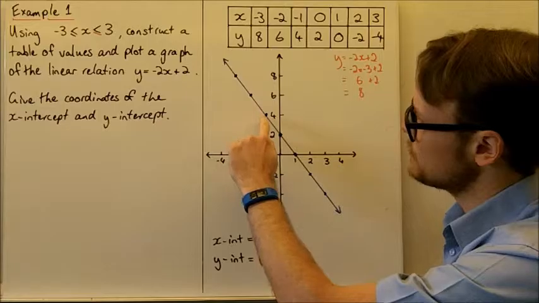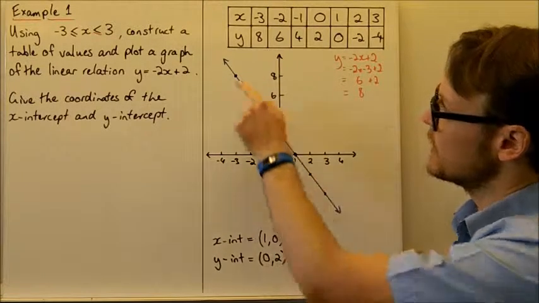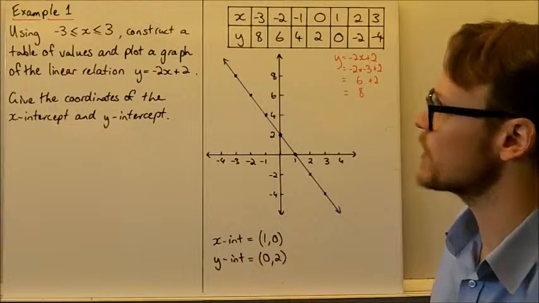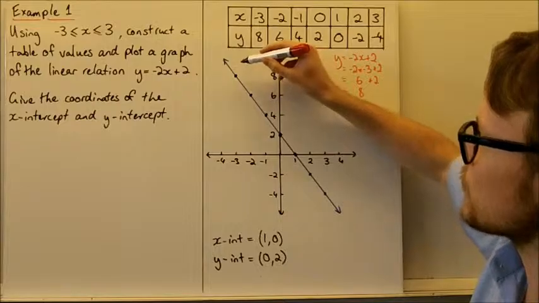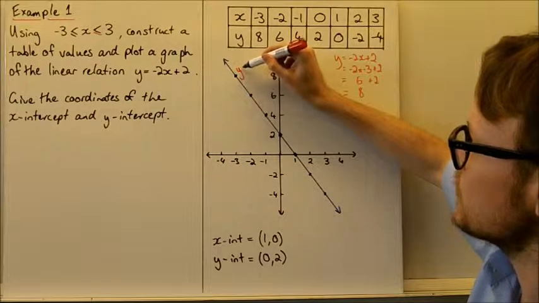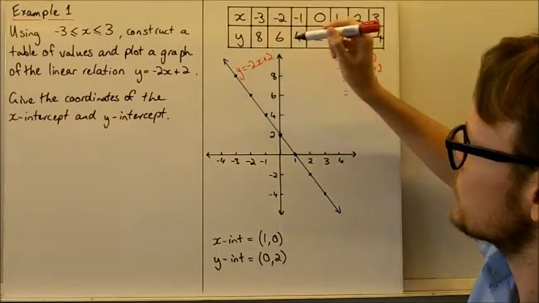I've plotted each of those points on my graph, joined them with a straight line, and included arrows on the ends. One thing I should do as well is label my line and say what rule this is and what linear relation it is. So I should write y equals negative 2x plus 2 next to the line.